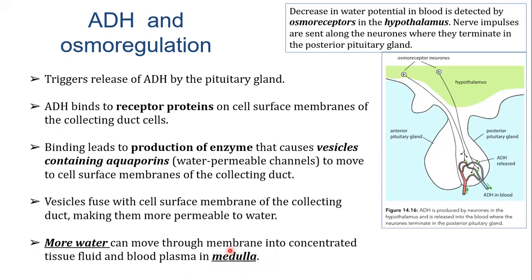Remember when we were looking at what happened in the loop of Henle, the distal convoluted tubule, as well as the collecting duct, we saw a series of active transport of solutes occurring, which makes the medulla more and more concentrated. If the medulla is more and more concentrated, it will have lower water potential. Because it has lower water potential, water can enter and move down its water potential gradient. But in this case, with the release of ADH, even more water is induced to move into the tissue fluid and blood plasma in the medulla.